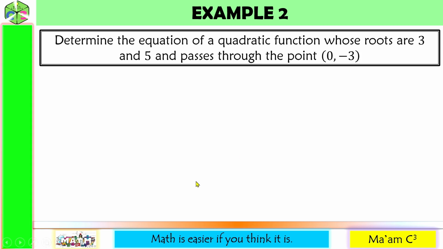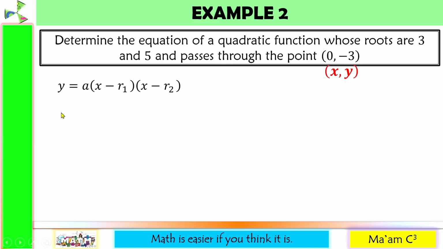I'll use the factored form. I'll replace x sub 1 here by r sub 1, which means the first root, and x sub 2 by r sub 2, which is the second root. And this y and x here will come from this point x, y. Now let us substitute it.